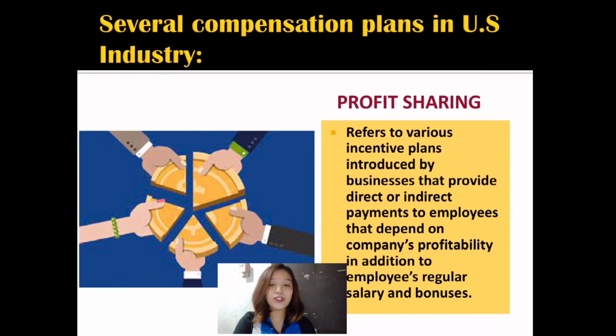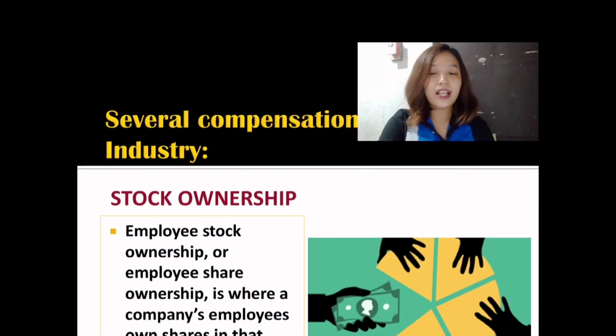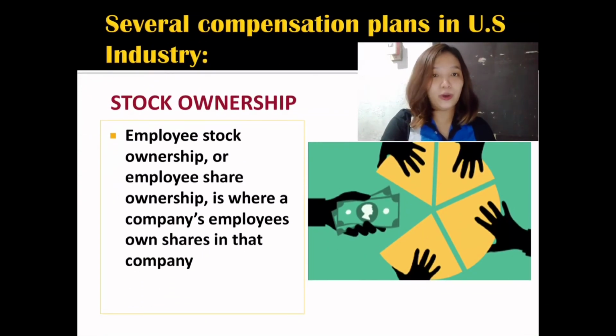Number 2, profit sharing. Profit sharing refers to various incentive plans introduced by businesses that provide direct and indirect payments to employees that depend on the company's profitability in addition to employees' regular salary and bonuses. Number 3, stock ownership. Employee stock ownership or employee share ownership is where the company's employees own shares in that company.